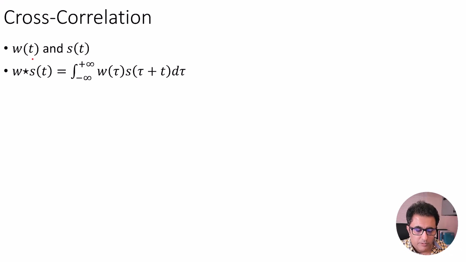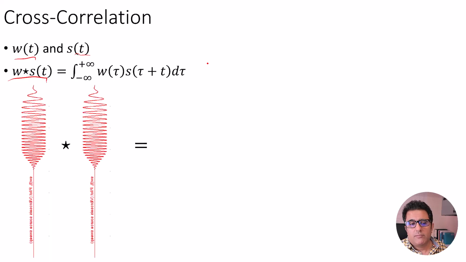Assume that we have two signals, W and S, and the cross correlation of W and S is given by this equation here. T and tau both are time, and tau is a dummy variable. Cross correlation measures the similarity of two signals as a function of time. Now let me explain how we can use cross correlation to address this issue.